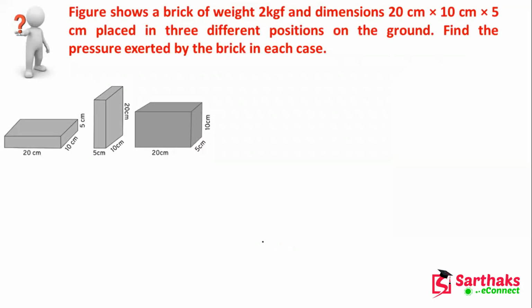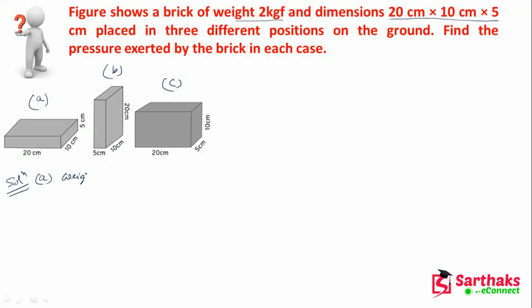So here we have another numerical. Let's solve this one. There are 3 objects and the dimensions are also given. Figure shows a brick of weight 2 kgf and dimensions 20 centimeter, 10 centimeter into 5 centimeter placed in different positions on the ground. Find the pressure exerted by the brick in each case. Okay, so let it be case A, B and C. Fine. So let me solve for A.